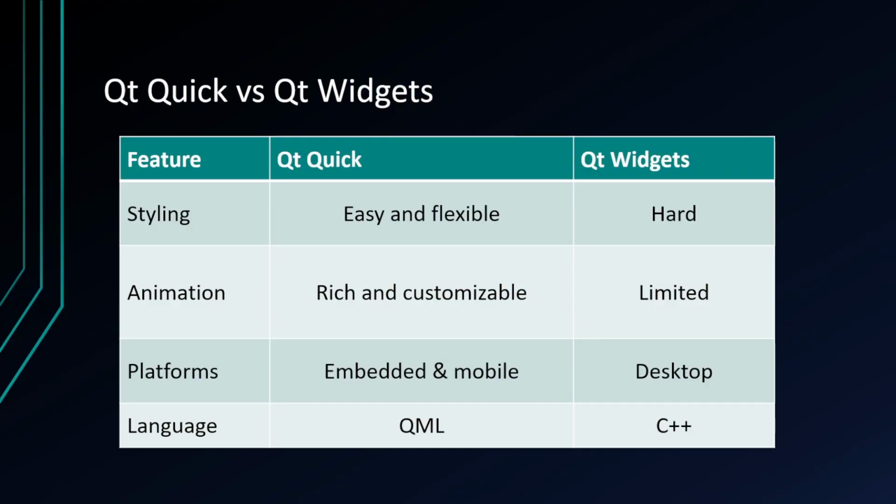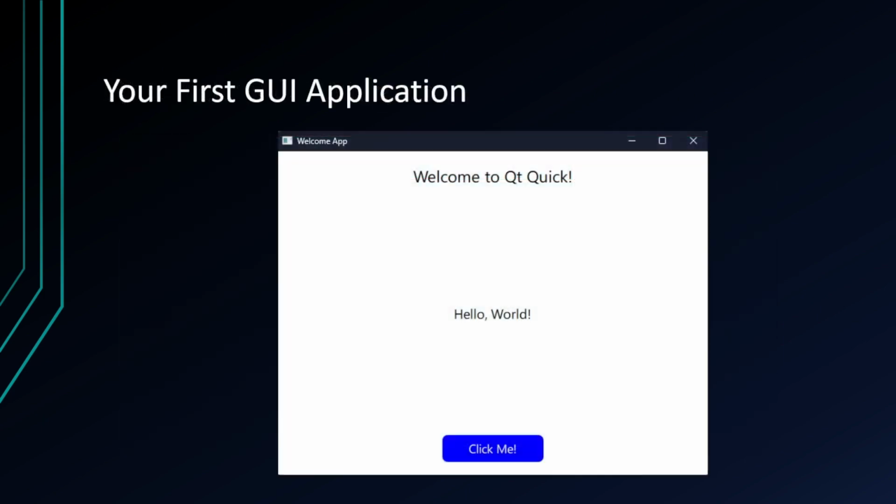We will now write a minimal app that displays a welcome message and a button. Clicking the button changes the message, this one, hello world, to something else. Of course, the full code is in the GitHub repository, link in the description below. You can take a look or download or whatever. Let's go to the editor.